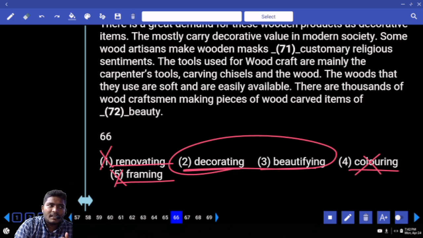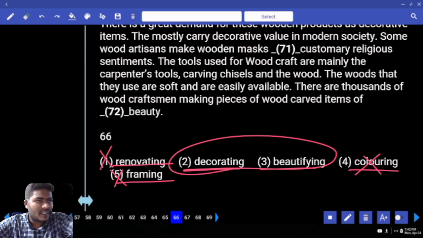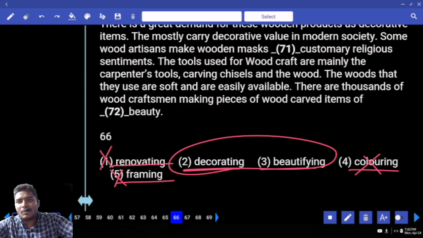Sorry, it is not there in the key. Sorry, it is not in the key. Why not beautifying? My question is, why not beautifying? Okay, your answer is decorating. I agree. Why not beautifying? That is my question. Tell me your answer.